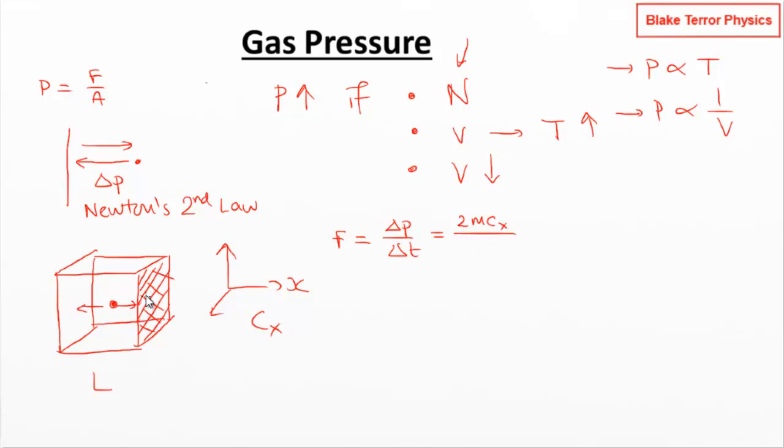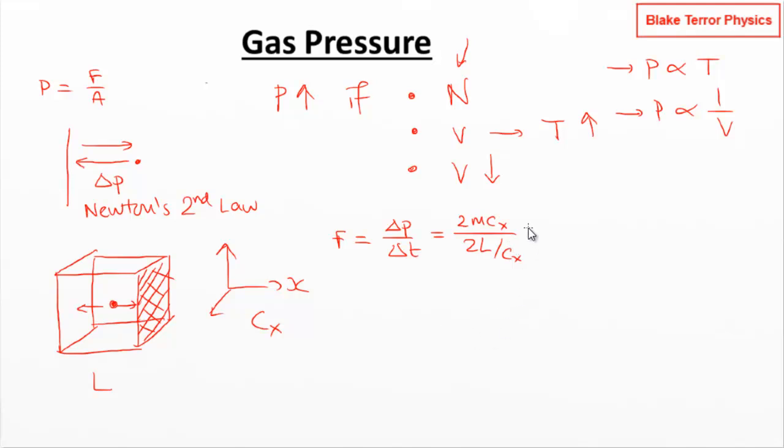and how often is it going to be hitting the wall? What is the time between collisions? Well, after it's hit the wall, it's got to travel distance L over to the opposite face. Then it's got to come distance L back again. So it's doing a distance of 2L divided by c_x in order to get the time. That's the velocity or the speed that it's moving at.